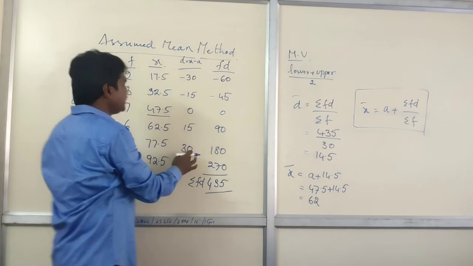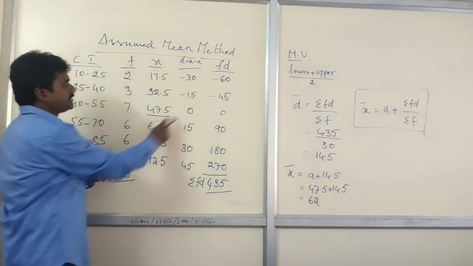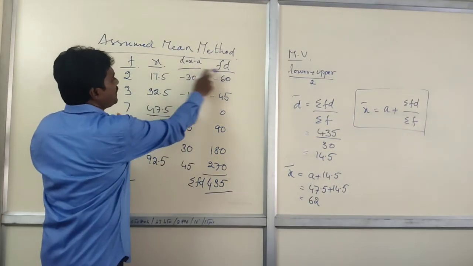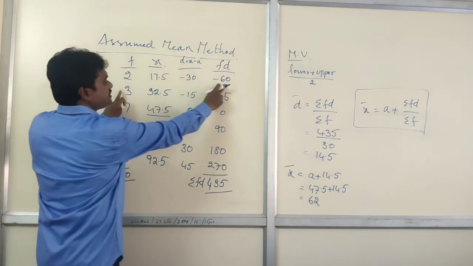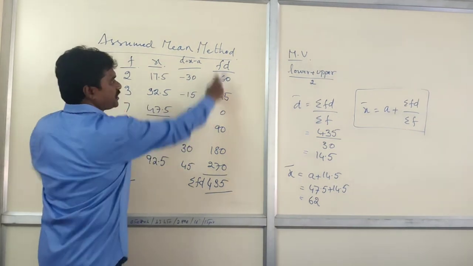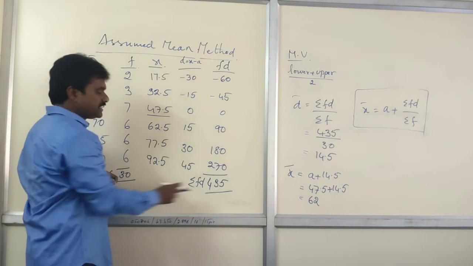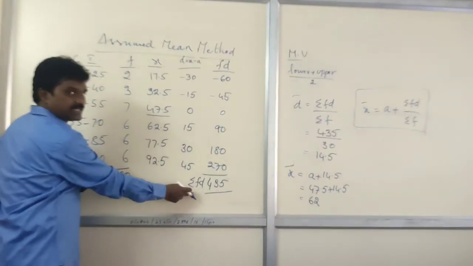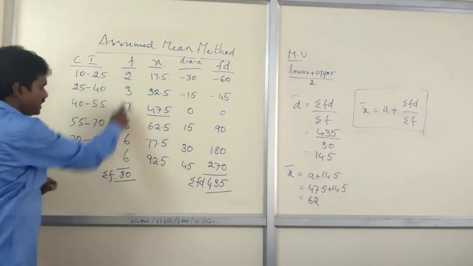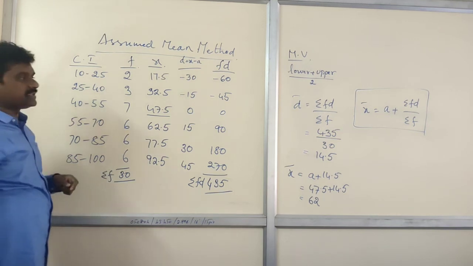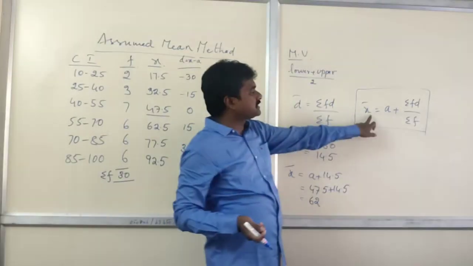And this D is multiplied with F into D. These two are multiplied. 2 into minus 30, 60. 3 into minus 15, 45. So these FDs are summed up. You will get sigma FD 435 and sigma F, that is 30.